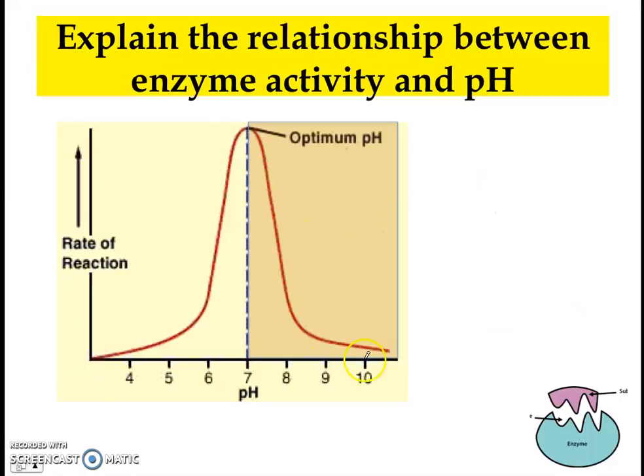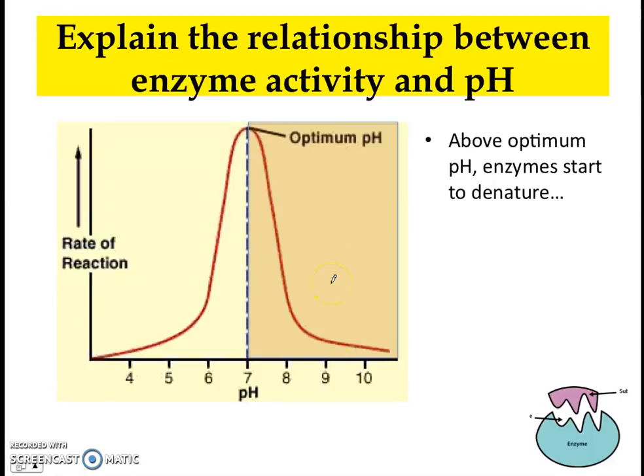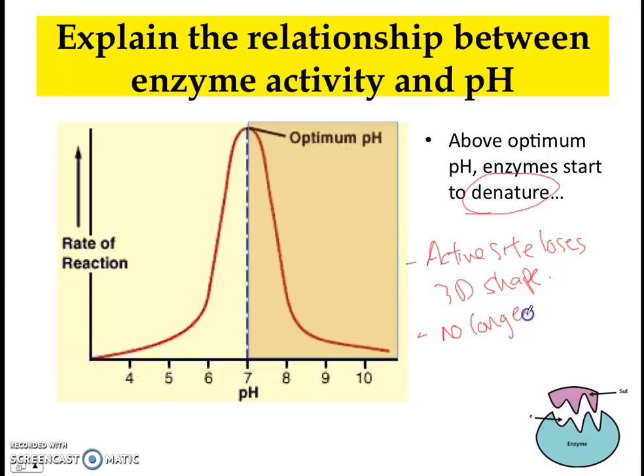Well, it's the same thing on the other side. Again, above the optimum pH, enzymes start to denature. And then just go on to explain what denature means. So the active site, you need to know this by heart. Active site loses its 3D shape, right? It's no longer complementary to the shape of the substrate. And then finally, the enzyme can no longer bind to the substrate, and therefore, the rate of enzyme activity decreases.